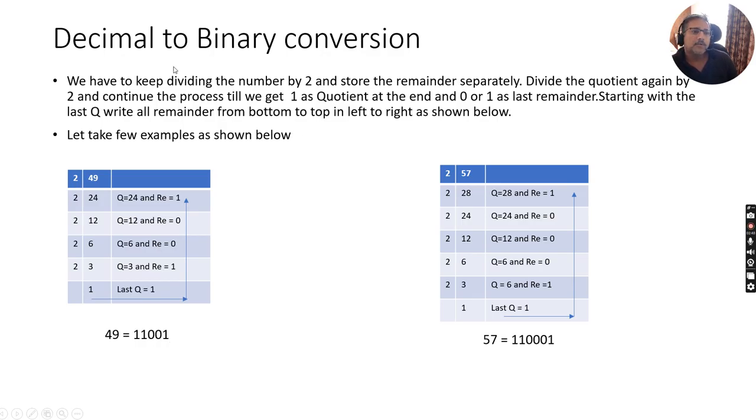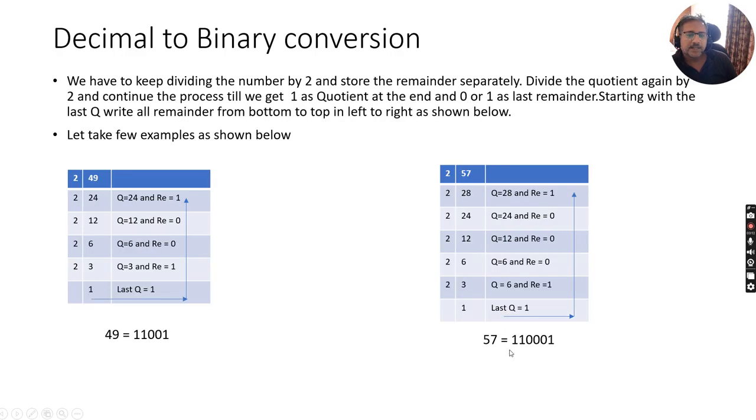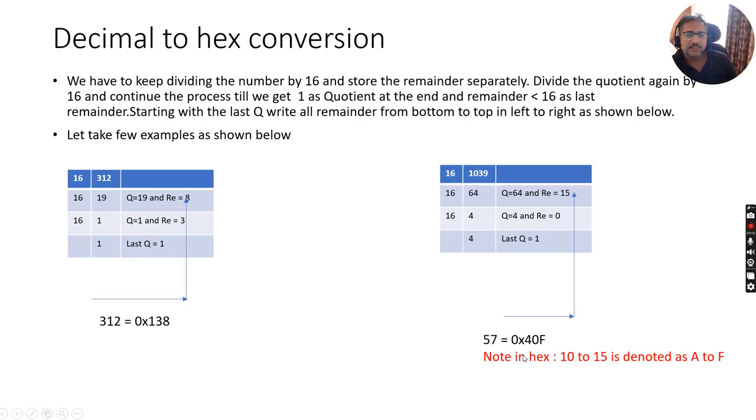If you want to convert decimal to hexadecimal, what will you do? What is the base of that system? 16. So instead of 2, you will use 16 to divide that number. And you will follow the same procedure. Just like so, 312 is represented as 0x138. 1028 is represented as 0x404. The x means the number that you are representing is in the hexadecimal system. Similarly, for binary, sometimes you will see 0B. So that is a binary system.